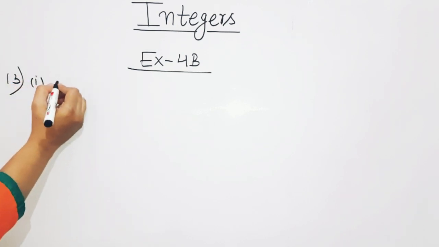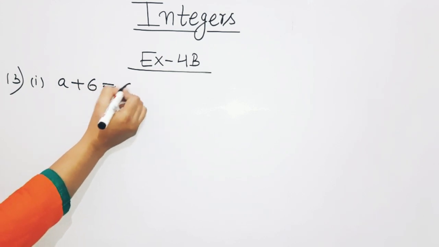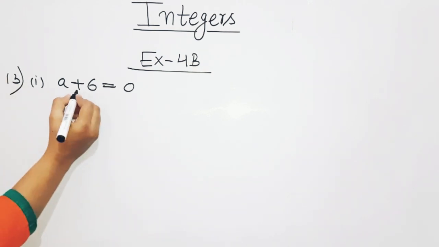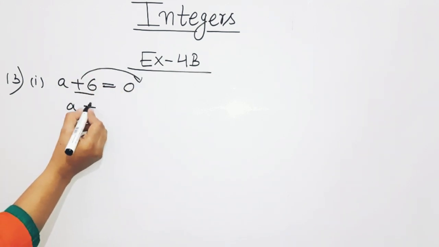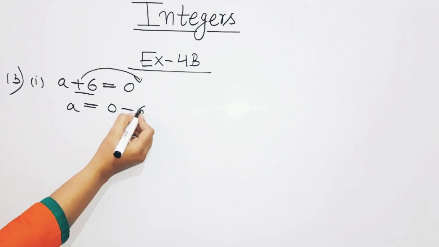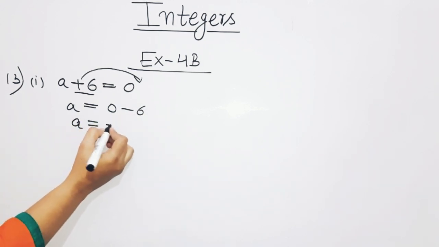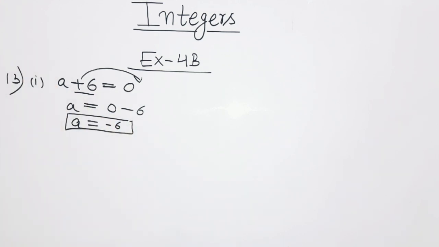So the first option I am going to solve. Find the value of a, right? A plus 6 is equals to 0. So as I have told you some rules, if you all can remember, anything which is on the left hand side, if it is positive, when it will go to the right hand side, it is going to become negative. So it will be 0 minus 6. So what will be the value of a? The value of a is minus 6, right?